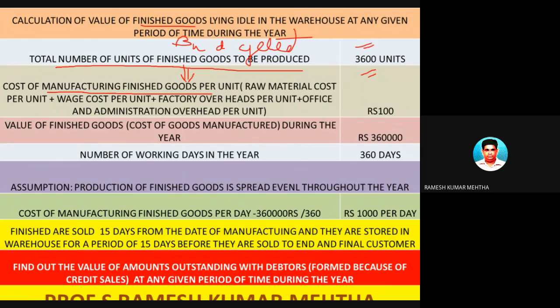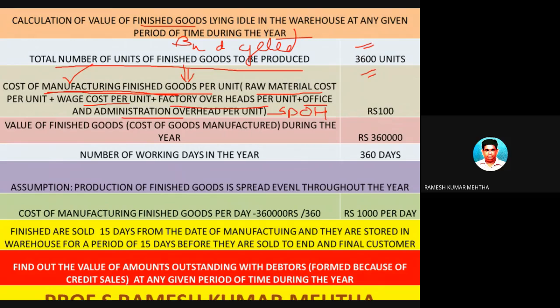The amount which is getting locked in a single unit of finished goods is, this is the formula, the cost of manufacturing the finished goods per unit, that is raw material cost, wage cost, factory overhead per unit, office and administration overheads per unit, but not selling and distribution overheads, because they are manufactured, they are not yet sold. To manufacture and to store it in the warehouse, what are the costs involved? So there are primarily only four costs, and here we have to exclude depreciation. So cost of manufacturing the finished product, number one.